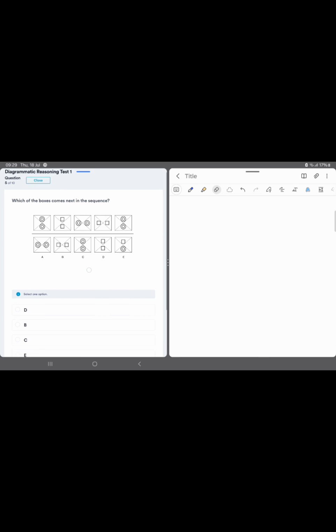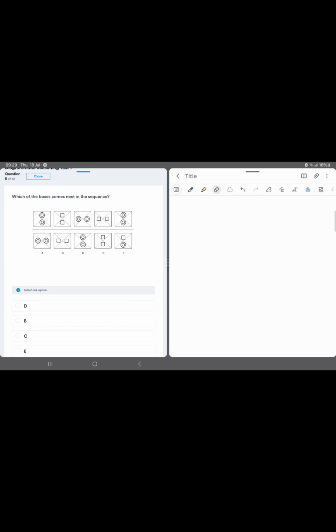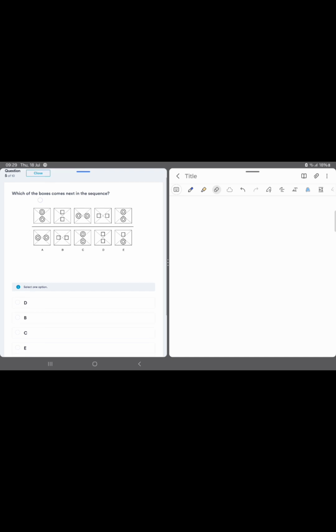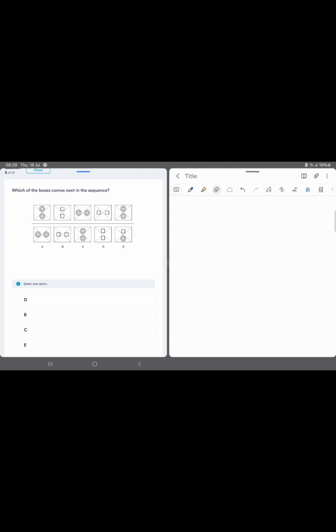Okay, and then question 5. With these ones, we'll look at the circles and the squares, because we can see the crosses remain constant in all the diagrams. So we'll start with looking at the rotation. You can see in the first diagram we have circles, and then we have squares, and then circles, squares, and circles, squares, meaning that in our next diagram we'll have squares.